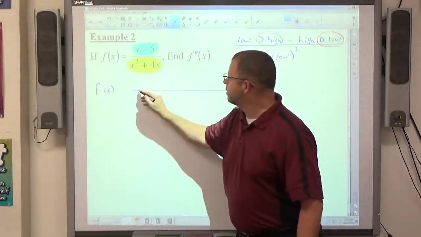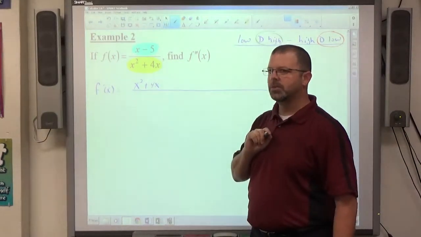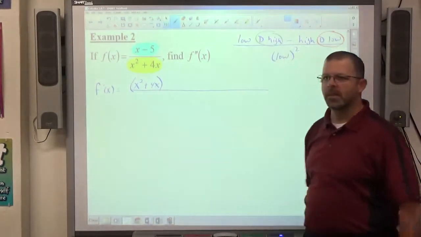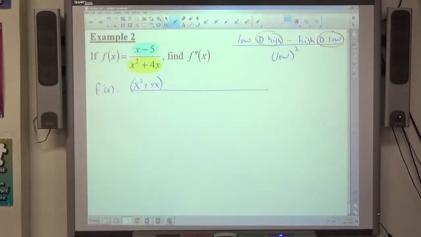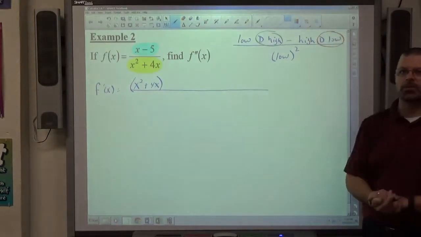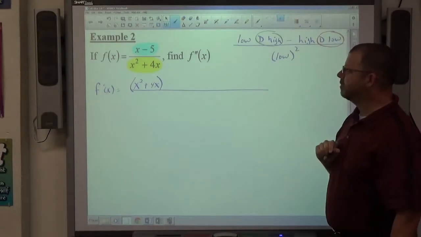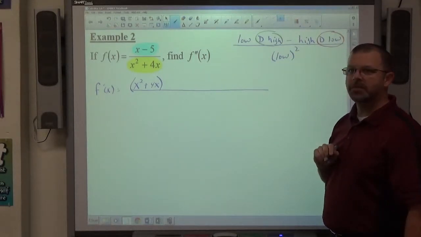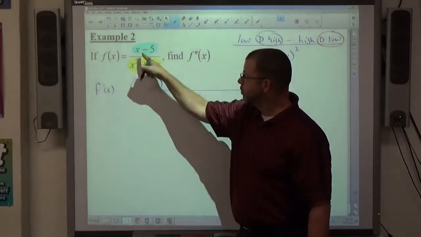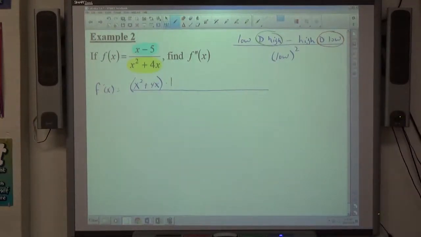Low, bottom, x squared plus 4x. How many objects is x squared plus 4x? 2. Put parentheses around it. Anytime you're doing the quotient rule and you have more than one object in one of the pieces, this piece or this piece or this piece or this piece, and more than one object, put parentheses around it. d high, what's the derivative of the top? 1. How many objects is that? 1. Minus. Don't need parentheses around the 1. All right, so again, as you write stuff down, if you need parentheses, do it.